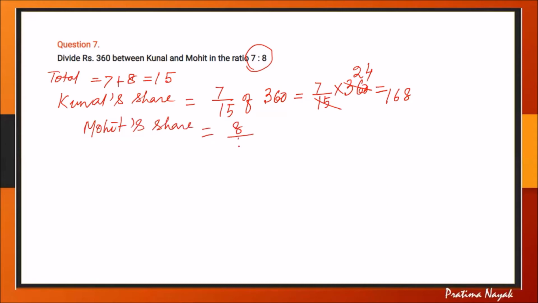Then Mohit shares 8 by 15 of 360. So again it will be 8 into 24, 192. Or you can just subtract 168 from 360.